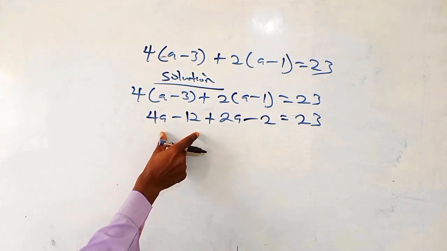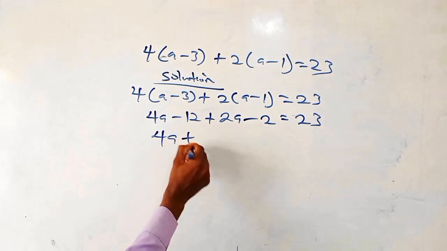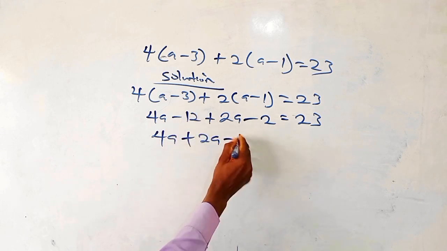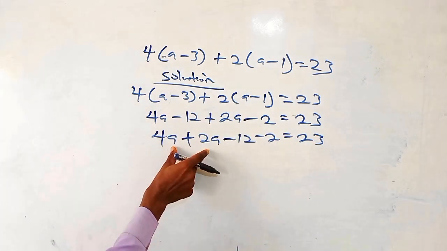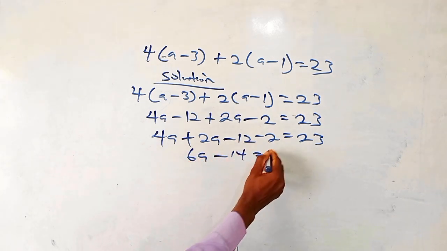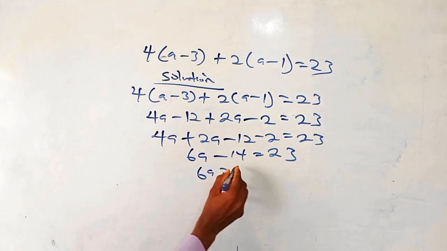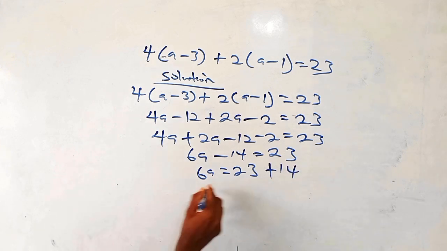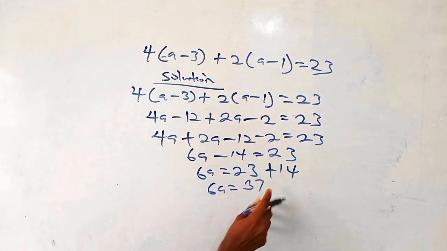Here we collect the like terms. 4a plus 2a, we keep it with the sign, minus 12 minus 2 equals 23. Let's simplify further. This is 6a, and minus 12 minus 2 is minus 14, equals 23. By the time this comes here, it turns to plus 14. So 6a equals, when you add this up, 37.